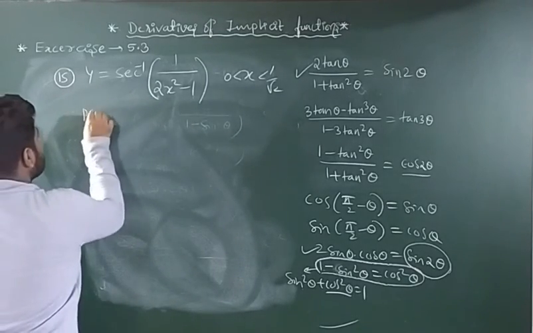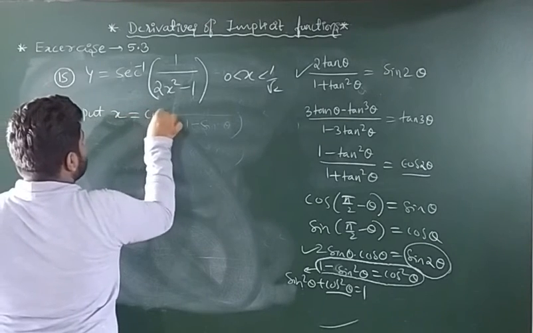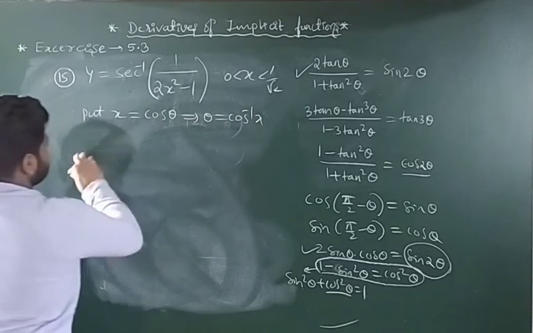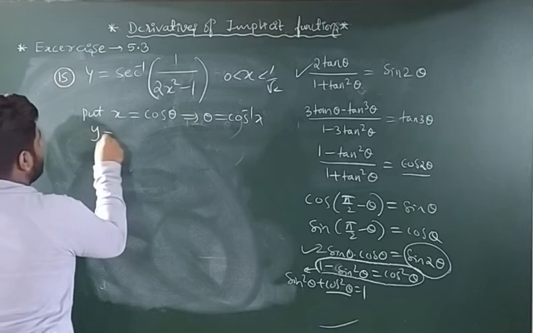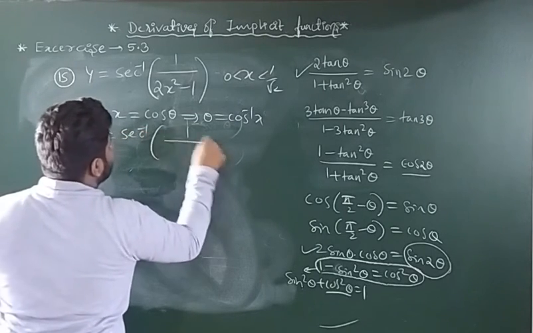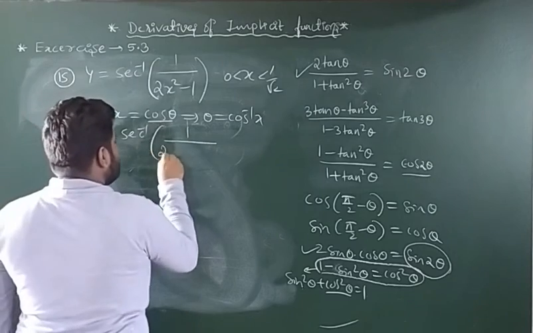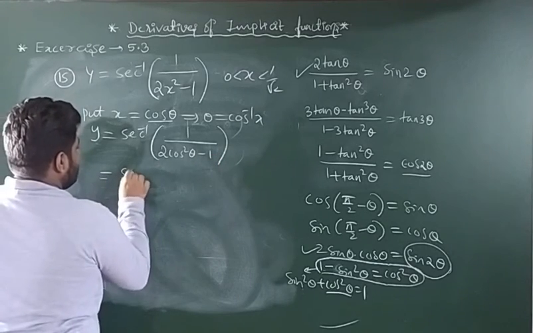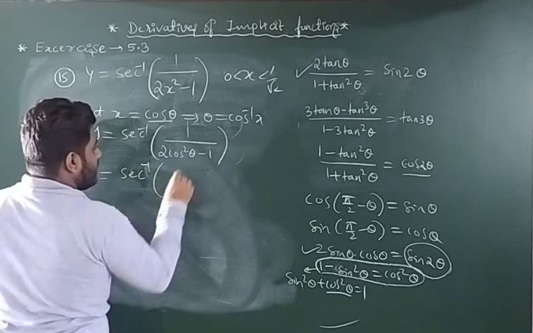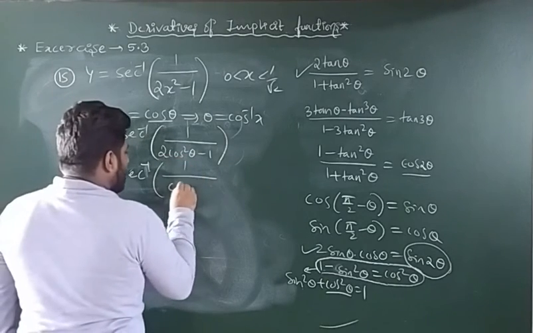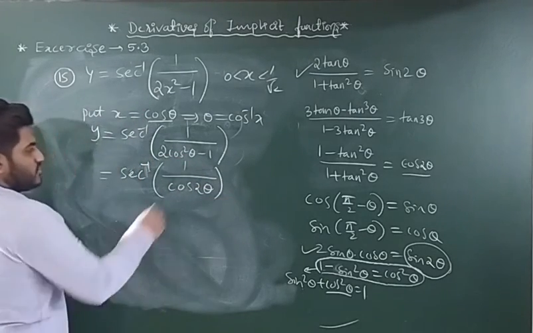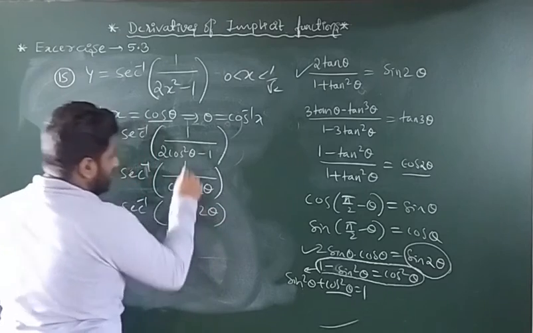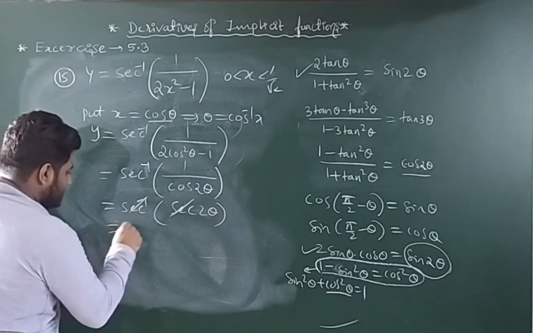What is that? Put x equal to cos theta. This implies theta is equal to cos inverse x. Y equal to sec inverse of 1 divided by, in place of x what do we substitute? Cos theta. So 2 cos square theta minus 1 is nothing but sec inverse of 1 divided by cos 2 theta, because we have a formula for that. 1 divided by cos means sec, so sec inverse of sec 2 theta, because 1 by cos is sec. Sec inverse gets cancelled. 2 theta we are getting.